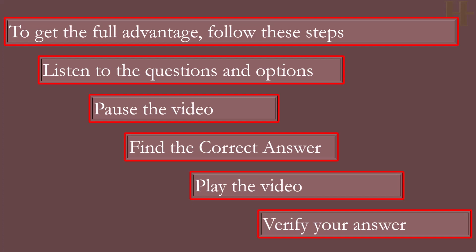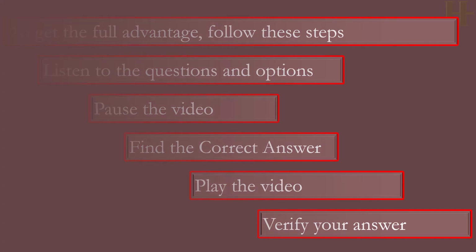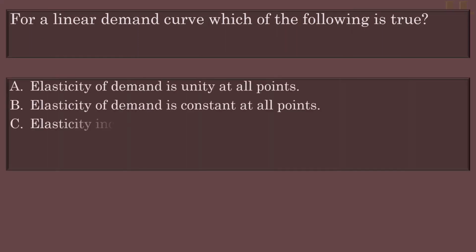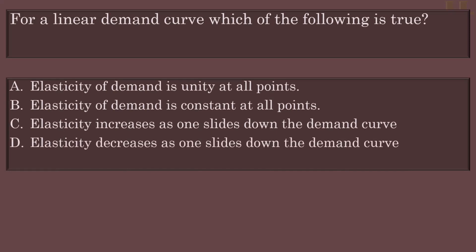Well, now we shall go inside the question and answer session. The first question is, for a linear demand curve, which of the following is true? Options. Elasticity of demand is unity at all points. Elasticity of demand is constant at all points. Elasticity increases as one slides down the demand curve. Elasticity decreases as one slides down the demand curve.